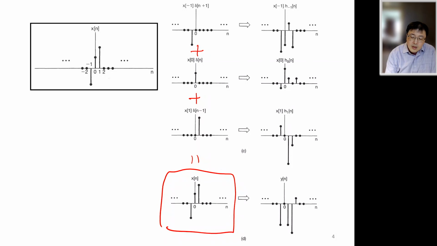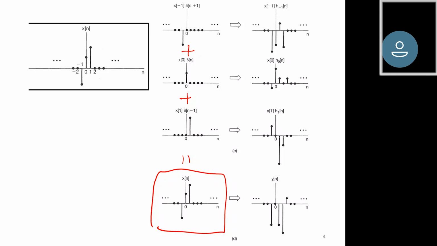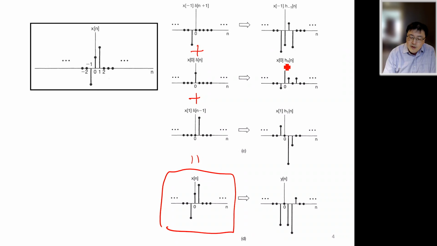Now, previously, we know that a unit impulse at time -1 will produce an output h sub -1 of n, scaled by the same value, x of -1. And x0 times the delta function at time 0 will give you at the output the response h sub 0 of n times the scale x of 0. And similarly for the impulse at time 1.